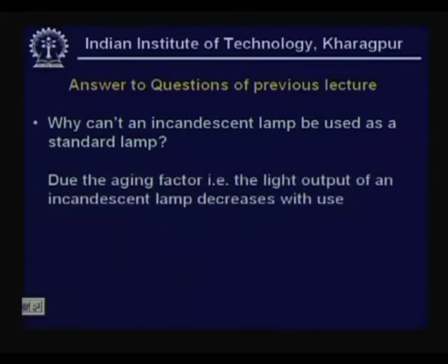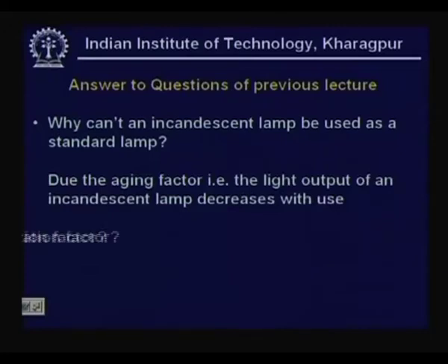Due to the aging factor, the light output of an incandescent lamp decreases with use. This is one reason why, when shifting from the wax candle, for some time the incandescent lamp was thought of as a standard, but there are two issues. Its age is one factor; the other factor, the stability of the voltage, is very important. The light output is guaranteed only at that particular rated or nominal voltage.